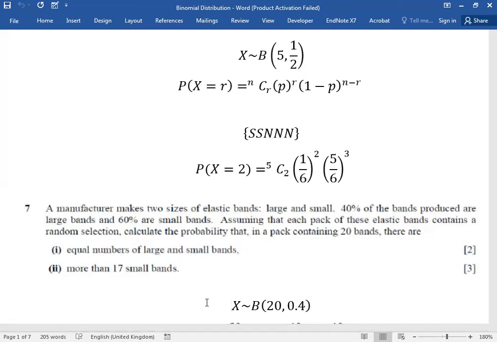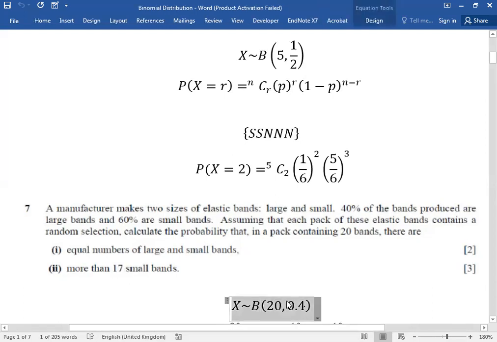Is this clear? Writing this notation is not necessary. This is just to help us understand, because in a few questions, if the question provides us with the notation, we must know what it means. If the whole question is written this way without providing you the actual practical scenario, you must understand that there are 20 trials and the probability of success is 0.4.